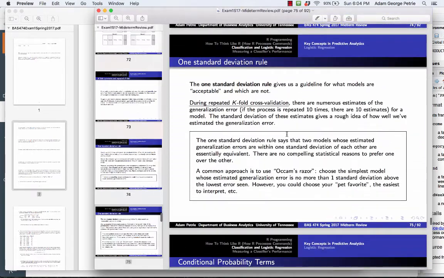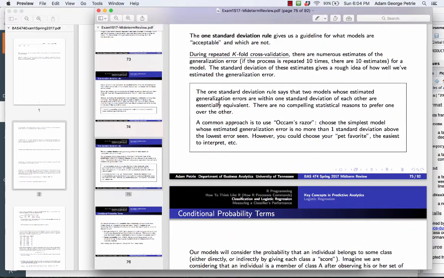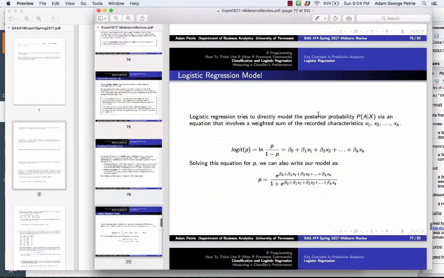One standard deviation rule, we covered that. That's good. We have a choice of models at the end. We can go with the one with the lowest estimated generalization error, or we can employ, say, Occam's razor. Go with the simplest acceptable model, or maybe the model that's the easiest to interpret, etc., etc.